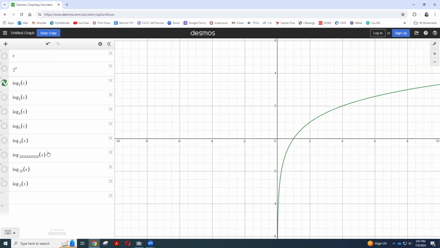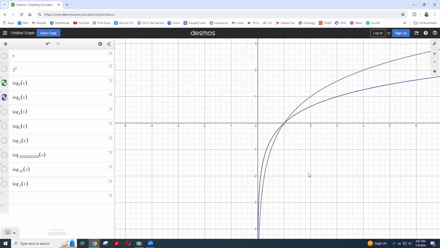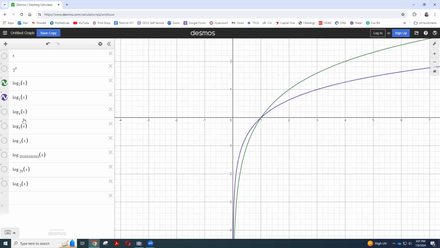And here we have logs with different bases. When I have a base of 3, here it is in purple. When I have a log base of 4, notice that these are getting flatter a lot quicker. Log base 5 gets even quicker. And that's all we'll do there.